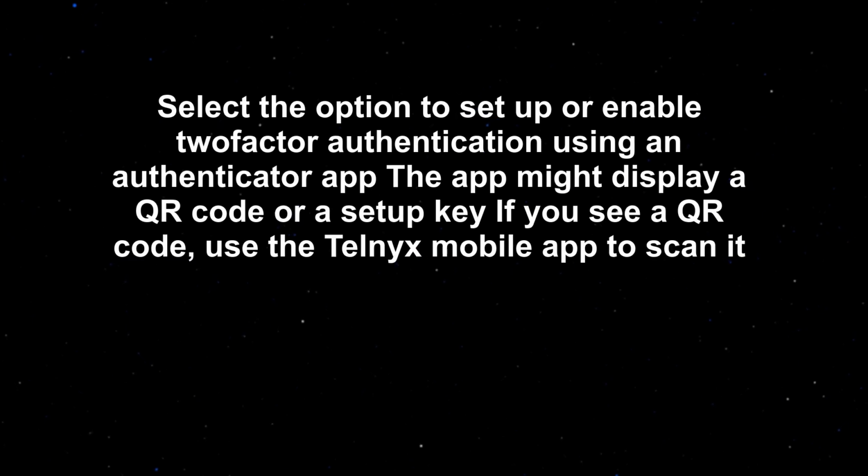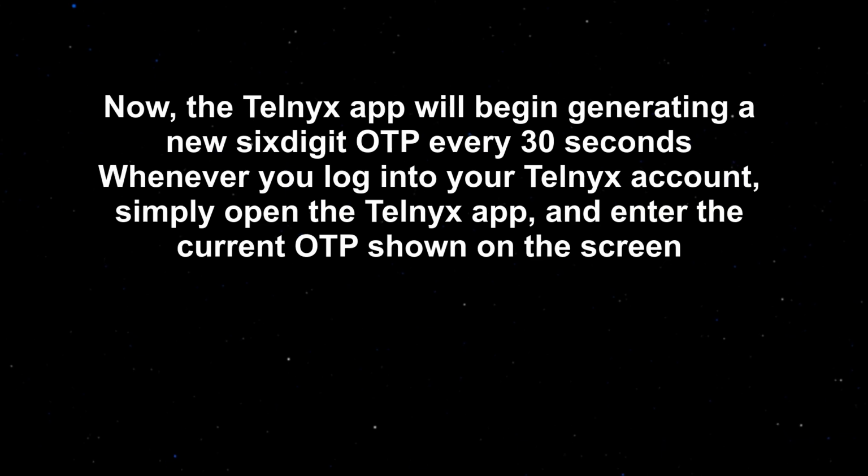Select the option to set up or enable two-factor authentication using an authenticator app. It might display a QR code or a setup key. If you see a QR code, use the Telnyx mobile app to scan it. Now, the Telnyx app will begin generating a new 6-digit OTP every 30 seconds whenever you log into your Telnyx account. Simply open the Telnyx app and enter the current OTP shown on the screen.